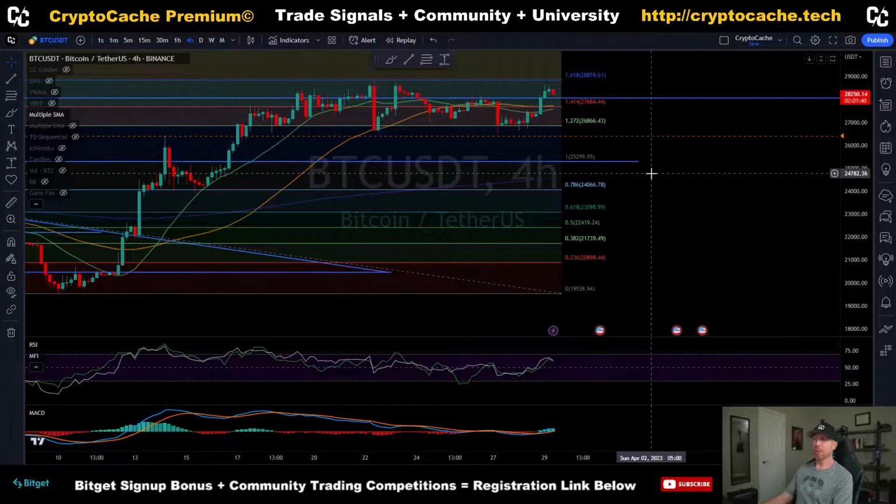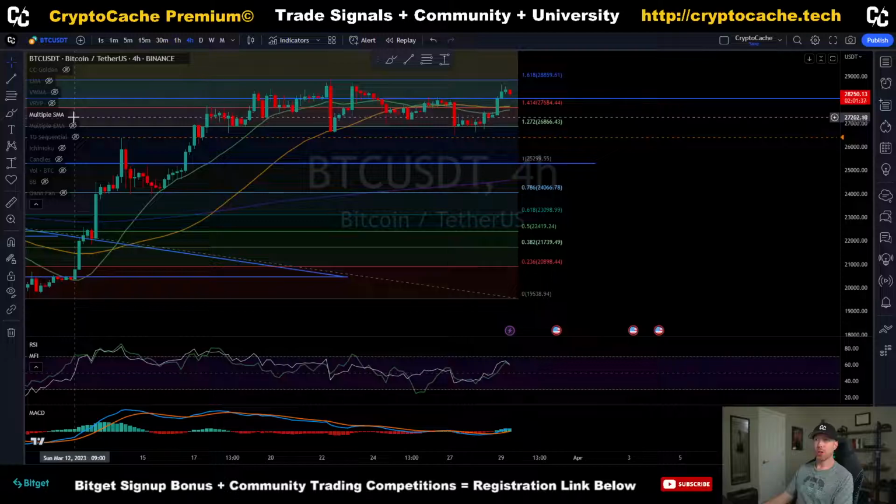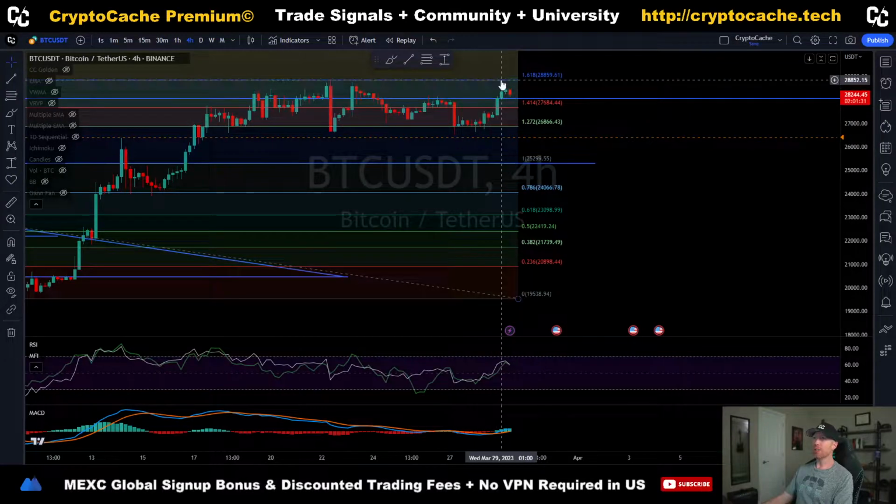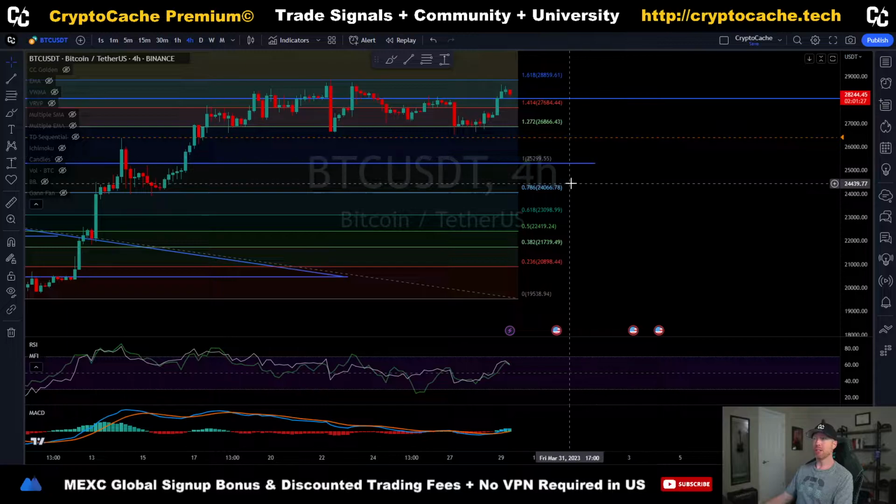RSI is tapering off a little bit, didn't get rejected officially. We are range bound even still at this point, once again, between 27,000 and 28.5. So until we can get a closure above 28.5, I'm not convinced we're going to break above, right? I don't think we're going to see that.